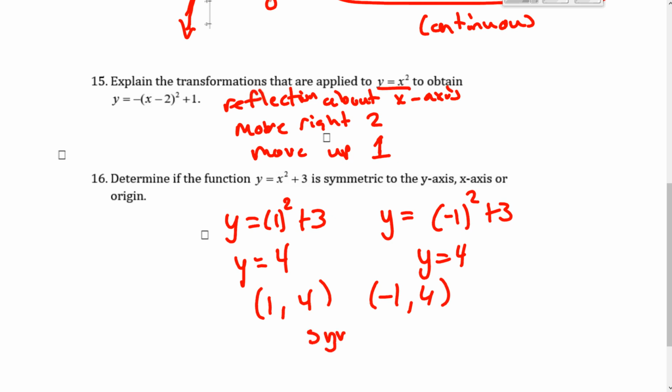So symmetric about the y-axis. If I plugged in a number like 1 and got 2 answers out, that would be the x-axis. About the origin means that when I plug in 1 I get 4, and I plug in -1 and get -4. That would be about the origin.